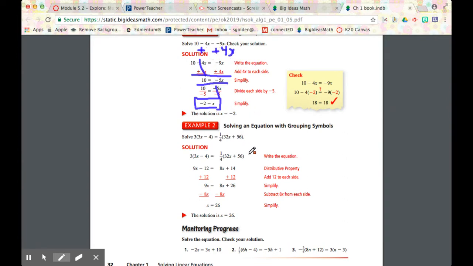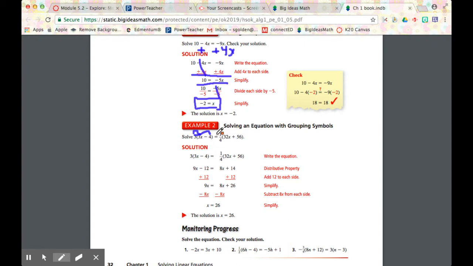Here's another example. This one looks complicated because we've got parentheses and fractions going on, but just take it step by step. The first thing we have to do on these is distribute. So we distribute this 3 into these parentheses. 3 times 3x is 9x. 3 times negative 4 is negative 12. So I have 9x minus 12 on this side now.